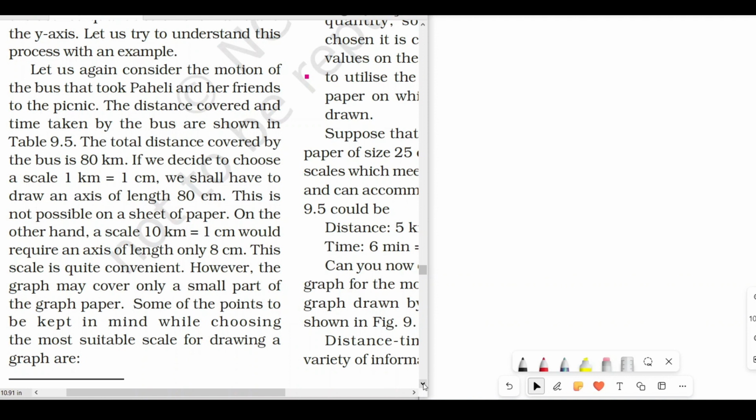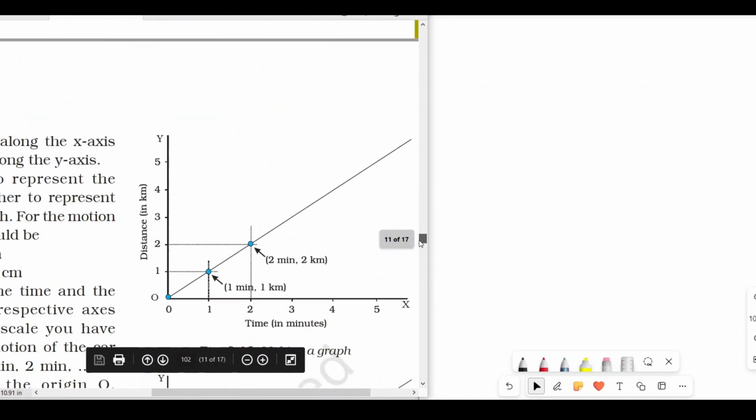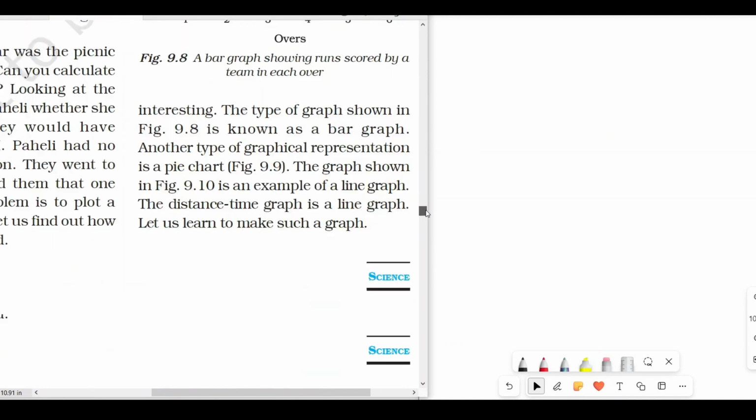Let us again consider the motion of the bus that took Paheli and her friends to the picnic. तो हमने इस सेशन के स्टार्टिंग में देखा था वो पिकनिक वाले एग्जाम्पल, जिसमें हर आधे घंटे में उसने ओडोमीटर रीडिंग ली थी और हर आधे घंटे में वो 20 किलोमीटर आगे बढ़ रही थी। ठीक है, तो the distance covered and the time taken by the bus are shown in table 9.5। तो आपको अगर वो टेबल 9.5 पहले की याद होगी तो उसमें डिस्टेंस और टाइम्स दिखाए गए हैं। This table, okay, after every half an hour the bus is going 20 kilometers. Okay, so just keep this table in mind.